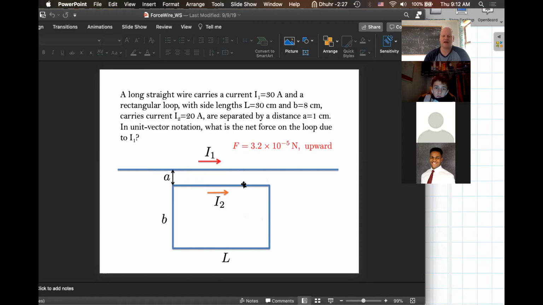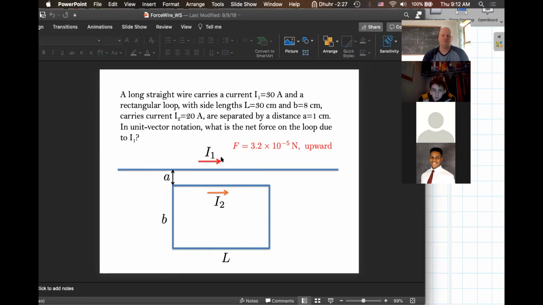So what I have here is a loop of wire, again, carrying a current. It's in an external magnetic field, which is created by wire number 1. So I have the force on a wire in an external magnetic field created by another wire. Basically what I can do from here is calculate the force on this portion of the wire, this portion, and this portion, and this portion. And then the total force on this loop is simply equal to the vector sum of those 4.